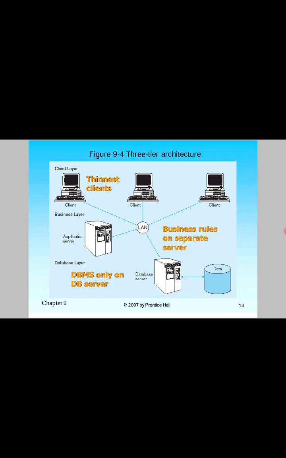In this diagram, in the first tier the client systems, PCs, are used. They are thin clients. By using LANs, these clients are directly connected to the application server and database server. Application server contains web servers, all the web applications, online applications, and in the database servers, all the original data or DBMS software or databases are maintained. In the application server, all the business rules and application code are maintained on a separate server. The database layer holds the DBMS only on the database server. So this is the structure of a three-tier architecture.